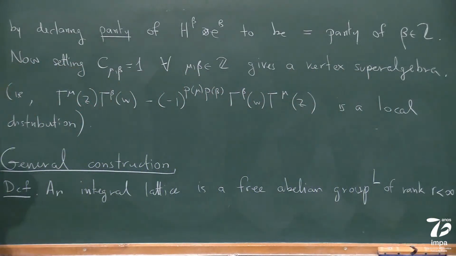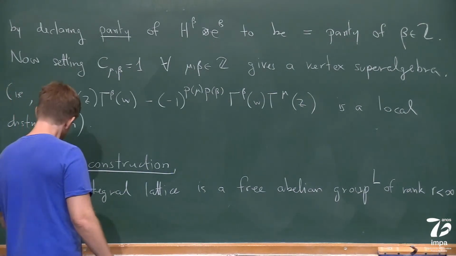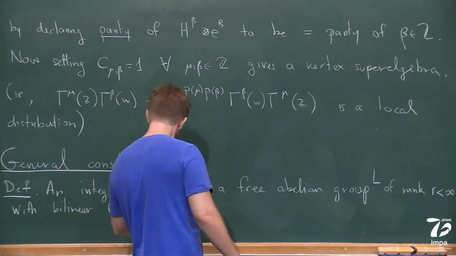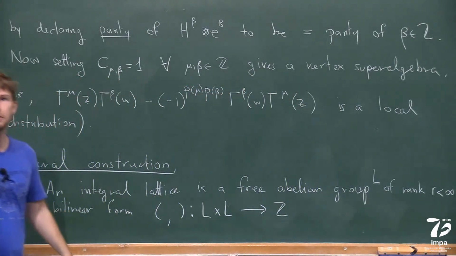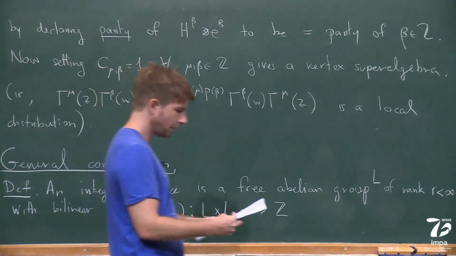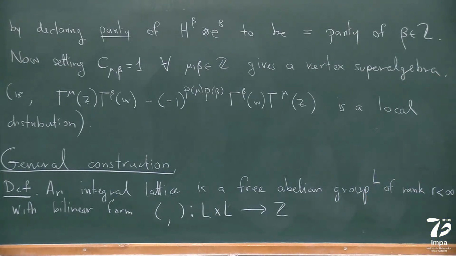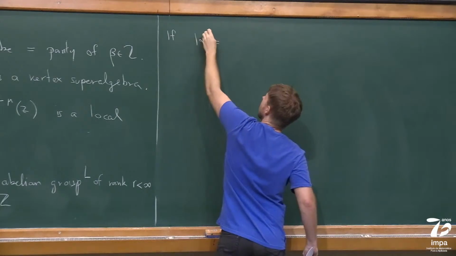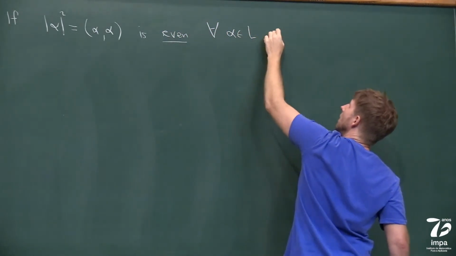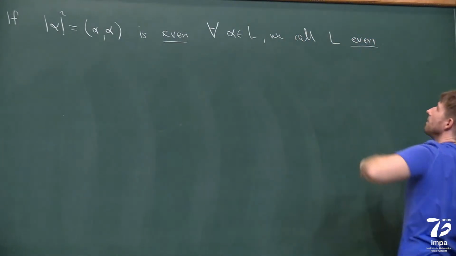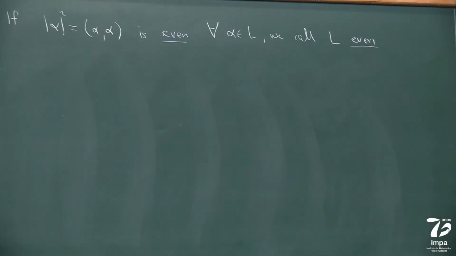Which I'll call L, of finite rank, together with a bilinear form from L times L with values in Z. Okay, and we call a lattice even if the squared norm of any element is even. So this is the case for 2Z, it's not the case for Z.